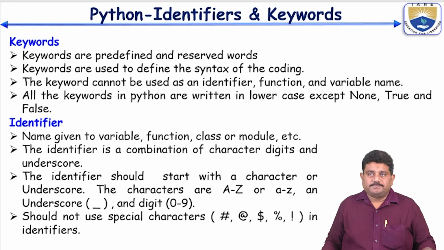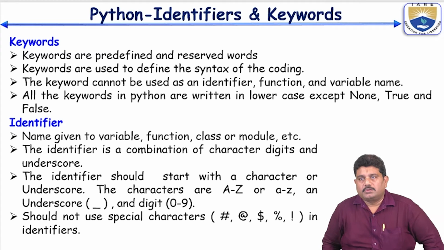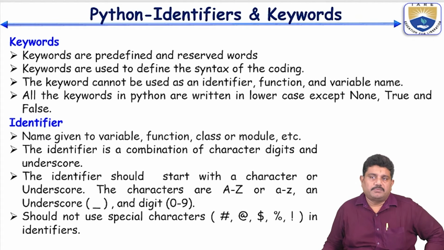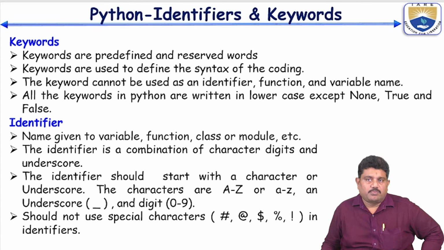Now we will see how you can give names to the variables. There are some rules you have to follow while declaring variables. The identifier should start with a character or underscore. You can start your variable name with a character or underscore. A character means A to Z, in between capital A and capital Z, or small a and small z. Otherwise, you can start with an underscore.